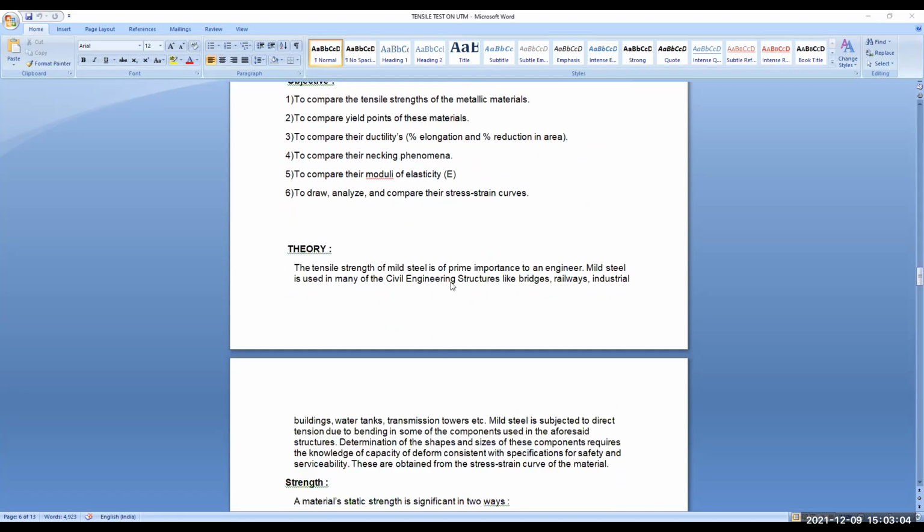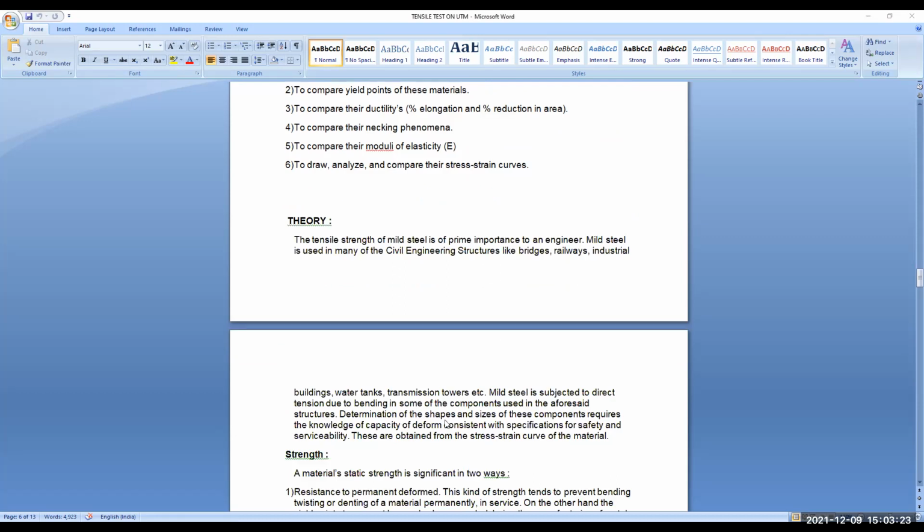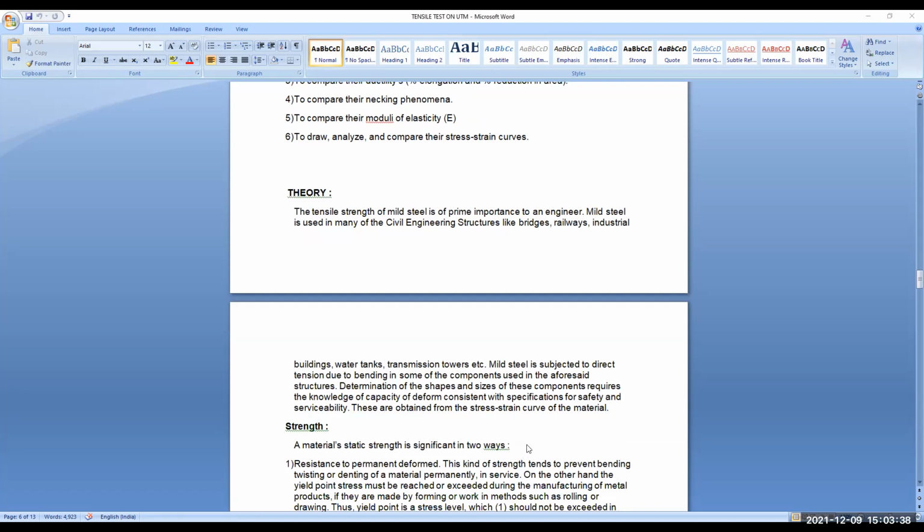The tensile strength of mild steel is of prime importance to an engineer because it is used in many civil structures like bridges, railways, industrial bridges, water tanks, transmission towers, etc. Mild steel is subjected to direct tension due to bending in some of the components used in the aforesaid structures. Determination of the shape and size of these components requires knowledge of the capacity to deform, consistent with the specification of strength, safety, and reliability. These are obtained from the stress-strain curve of the machine.